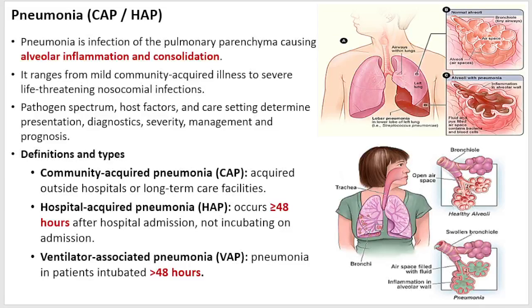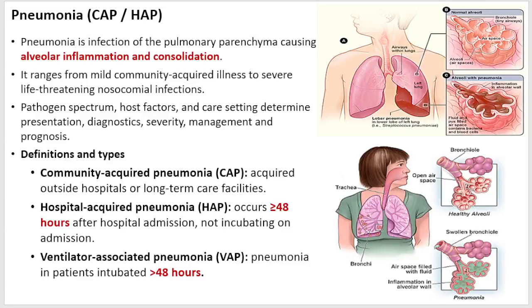One, the pathogen spectrum, which organisms are responsible. Two, host factors, the patient's age, comorbidities, and immune status. Three, the care setting, whether the infection was acquired in the community or in the hospital. Now let's break down the types of pneumonia.